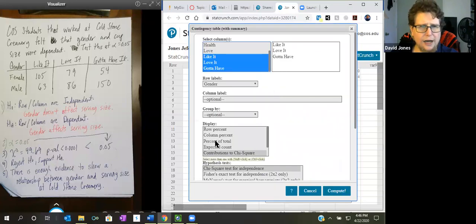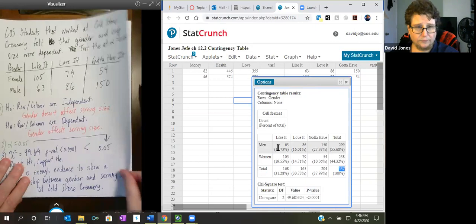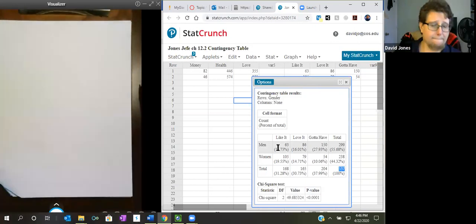If you click on percent of total, what they're doing is they're taking each category, like this 63 for men that like it, and they're dividing by the total. 63 over 537 is 11.73%. Okay.